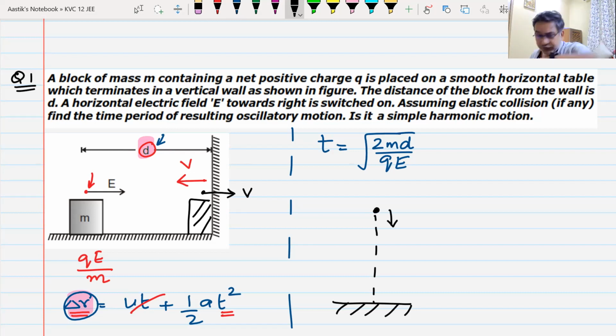Yes, sir. Same question. So questions on electric field are the same as gravity turned by 90 degrees. You turn the question of gravity by 90 degrees and you get the question on electric field. This question or this question, they are same. The time period is this one.